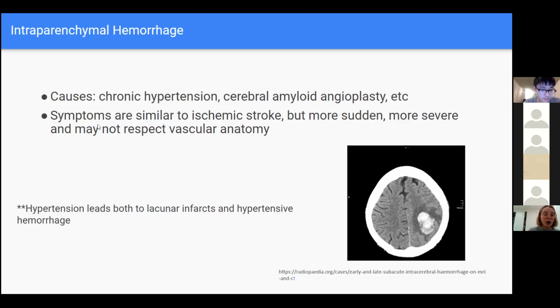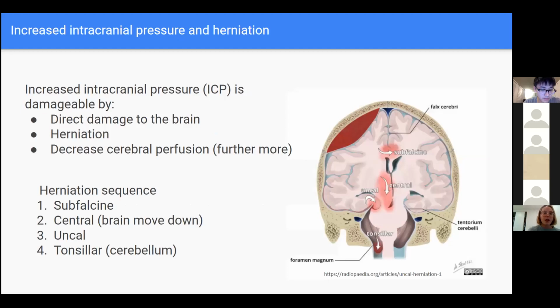Symptoms of intraparenchymal hemorrhage are really similar to ischemic stroke, but they're more sudden, more severe, and they may not respect the vascular anatomy, because obviously the hemorrhage just spreads around where there is space, and it doesn't need to respect the vascular anatomy. Why is it important to recognize hemorrhage? Because of all the consequences from increased intracranial pressure and herniation.